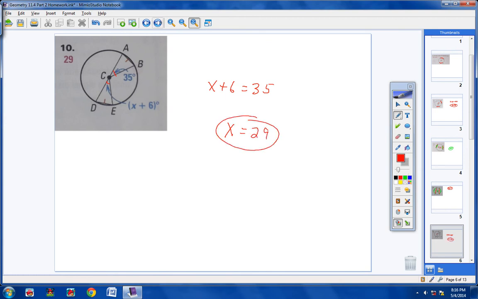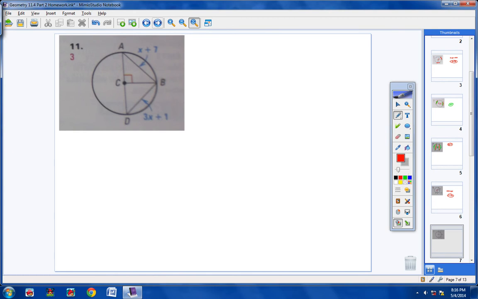Okay, moving on to number 11, solving for x. Now guys, think this through. Students, think this through. Notice I have an angle here that's 90 degrees. That means I have an angle here that's 90. Those are central angles. So that means arc AB has a measurement of 90 degrees. And that means arc DB has a measurement of what? 90 degrees. Do you not see what I just proved?